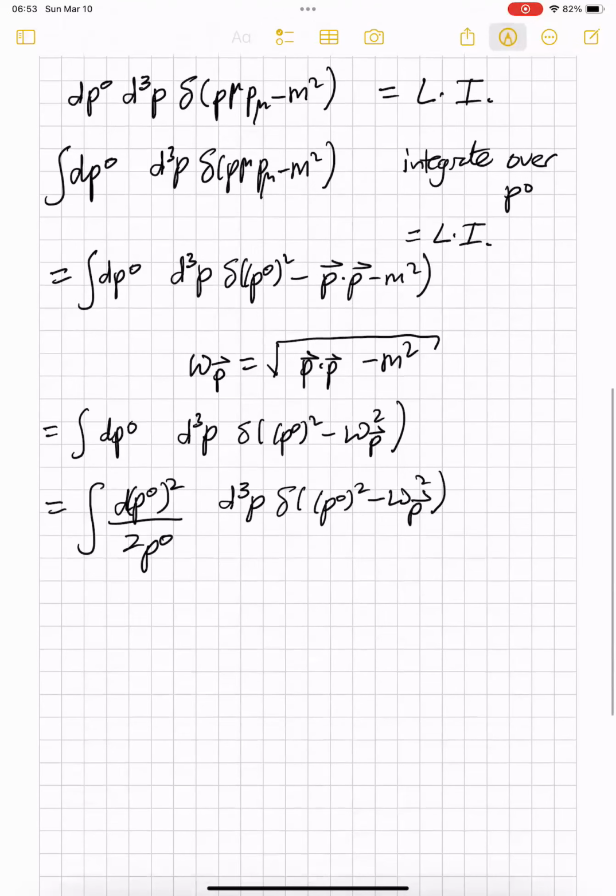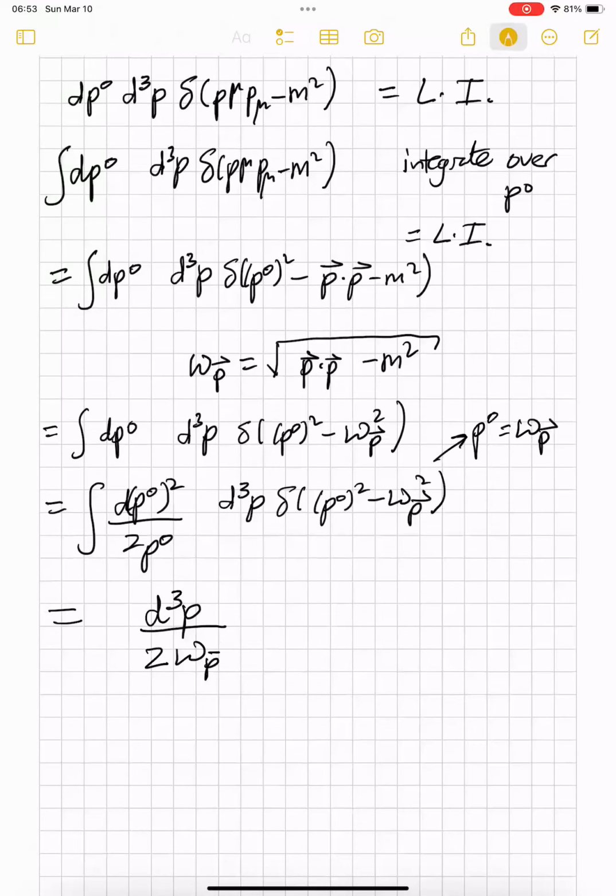We've got an integral d3p, and we've got a delta of p naught squared minus omega p squared. So where is the delta function satisfied? Well, the delta function will be satisfied when p naught is equal to omega p. So if I do the integral, everywhere where I see a p naught, I should just plug in an omega p, and then I've integrated over the delta function. So this will give me an integral d3p over 2 omega p. And this now really is a Lorentz invariant measure.